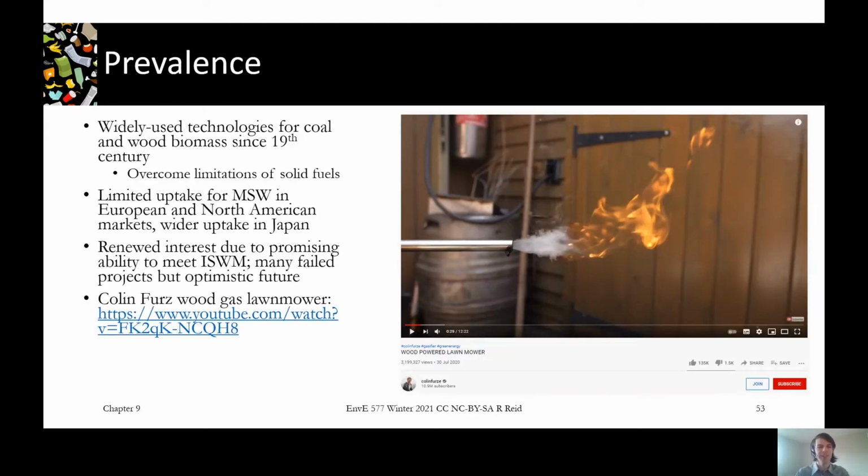So even though I'm calling these advanced thermal treatment technologies, pyrolysis and gasification are really not new technologies at all. For example, pyrolysis is used for creating charcoal, which has been done forever, and gasification has been used since the 19th century, at least for producing gas from wood and coal. And that allowed things like coal gas street lighting, and wood gas was really widely used during wars where there was a shortage of fuel. You would gasify the wood and use that to power things that were normally powered by gasoline, such as cars.